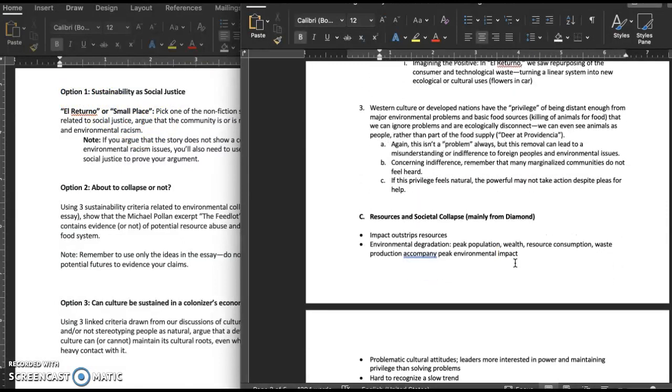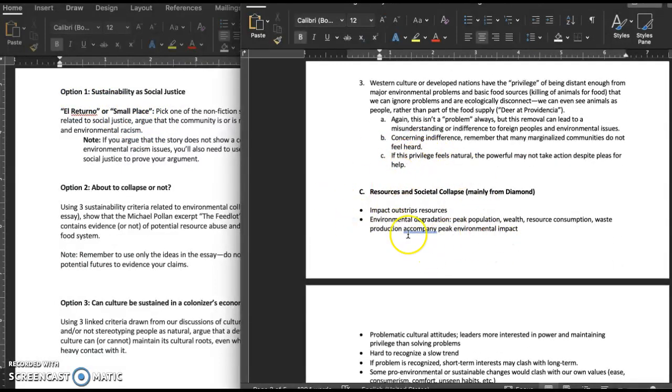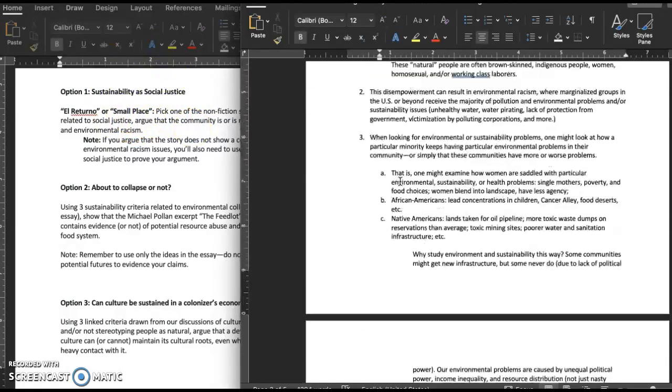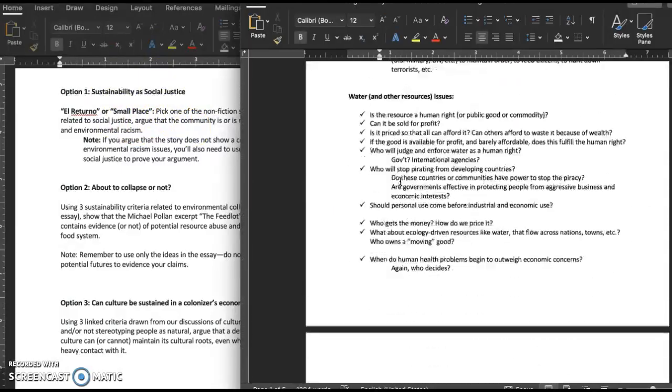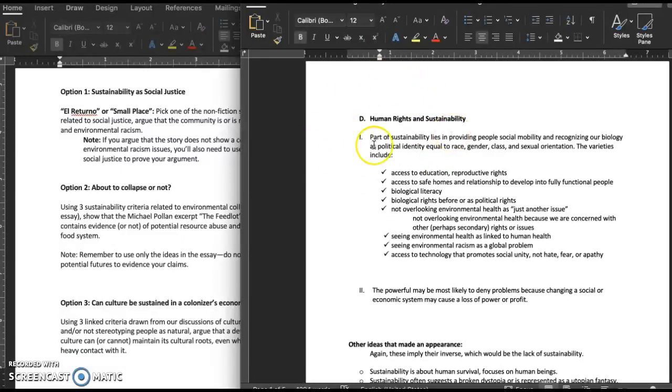You wouldn't want to use here just resource use and societal collapse, because this is the social justice end of sustainability. Remember, we defined sustainability as both linked to resources that are needed, ecological resources needed to sustain human life, but also as a social justice issue. And so this question focuses just on this. So A and B are going to be your best friends here. If you want to go down a little bit farther, you do have human rights and sustainability. Maybe some of this could factor in as well, right? So if you look at education and some of the other things that we looked at, they might have a place in El Returnal or A Small Place as well.